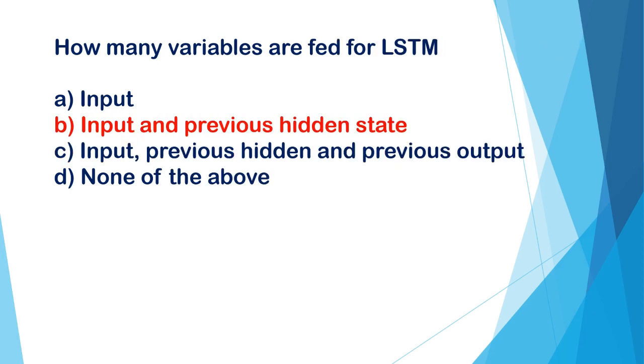How many variables are fed for LSTM? A. Input, B. Input and previous hidden state, C. Input, previous hidden and previous output, D. None of the above. And the correct option is B.